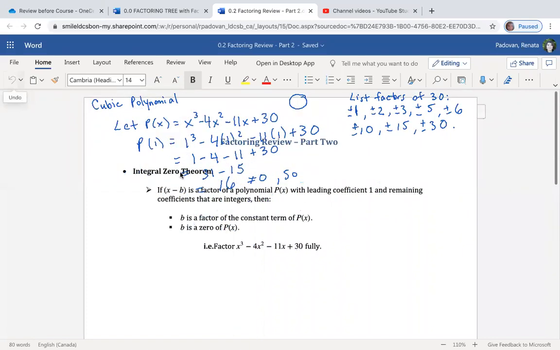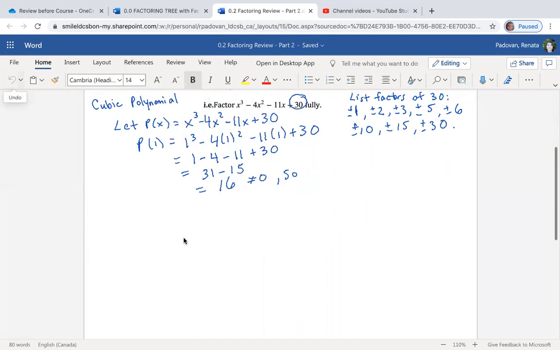It says x minus b is a factor. So whatever b is, it's x minus b. So we just put in 1 as our value of b. So x minus 1 will not be a factor. So x minus 1 is not a factor of that expression.